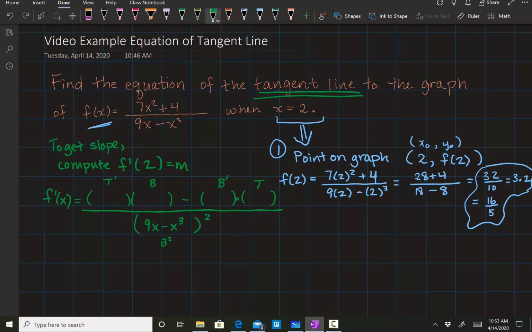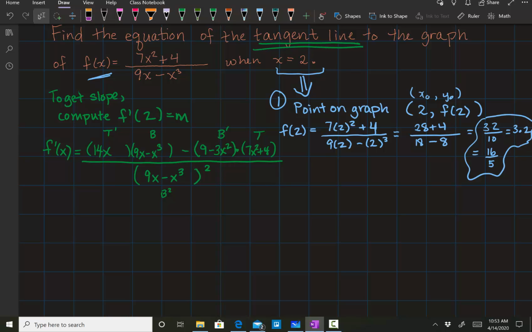9x minus x cubed, that's the denominator. Now we got to do the top. Okay, derivative of 7x squared is 14x. The derivative of 4 is 0, so I can write just 14x there. Then I multiply by b, 9x minus x cubed. Now I got to do the derivative of b, b prime. The derivative of 9x is 9. Then I have x cubed, that derivative is 3x squared, so 9 minus 3x squared. Lastly, I multiply by the rest of the top, 7x squared plus 4.